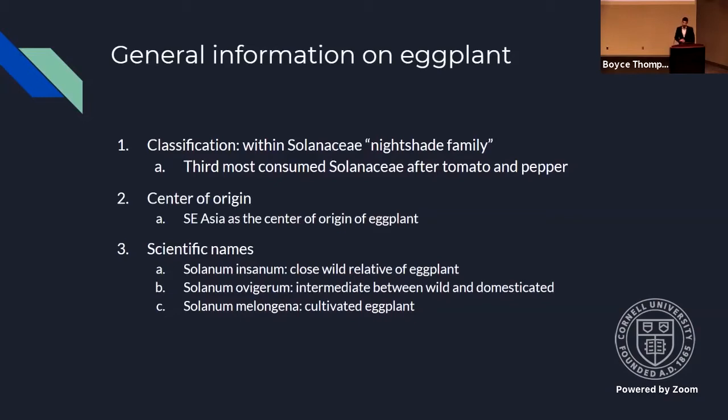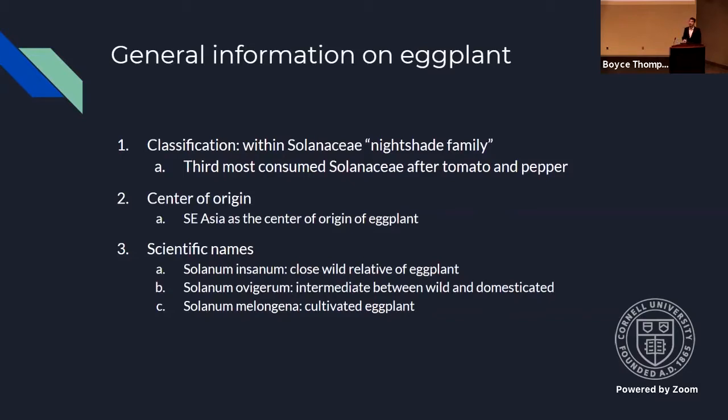So now, before I get into the project, let's do a little bit of background and general information on eggplants. They are within the Solanaceae, or the nightshade family, and they're actually the third most consumed behind tomatoes and peppers. The center of origin is thought to be around Southeast Asia, so maybe Thailand, Malaysia kind of area. This is a contested piece of data. It's still being developed based on genomic data.